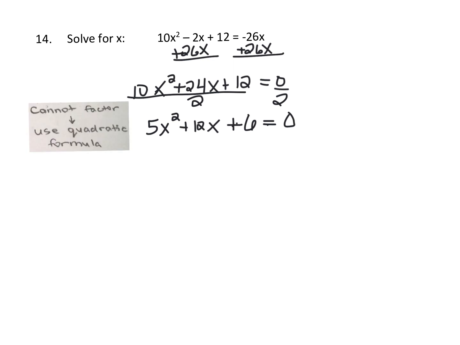So personally, what I would recommend is if this can't be factored, I would personally use the quadratic formula. If you like completing the square, go for it. I think this would be kind of a difficult one to do by completing the square because you have to divide everything by 5 and have all these fractions involved.